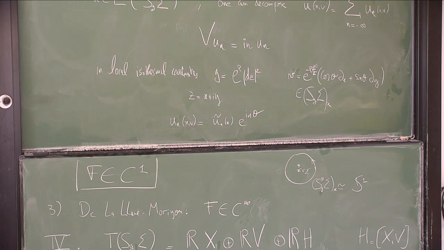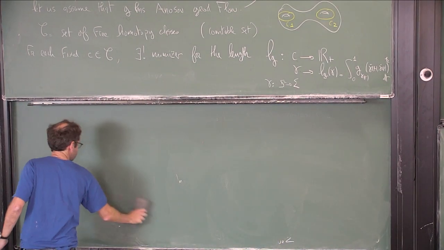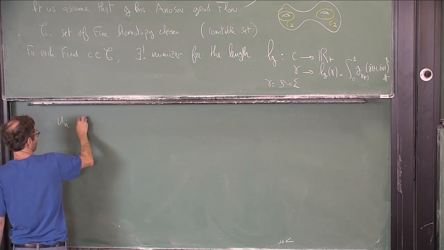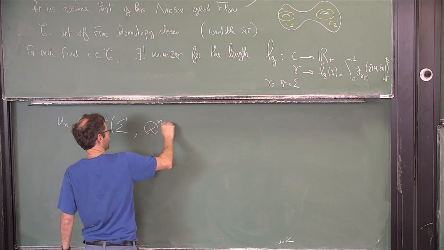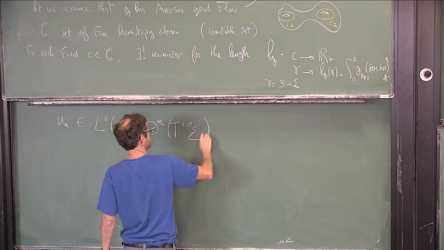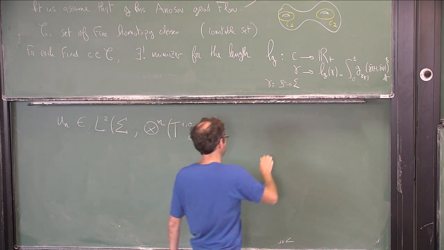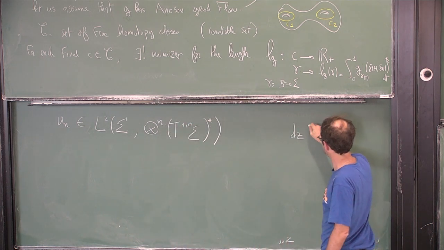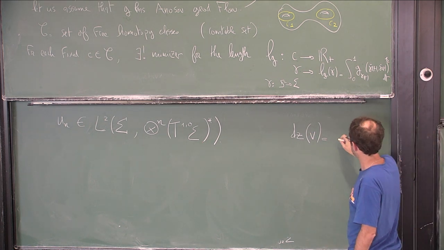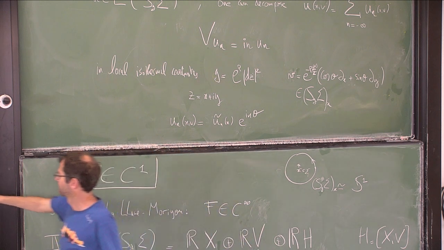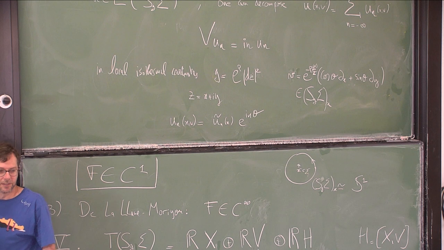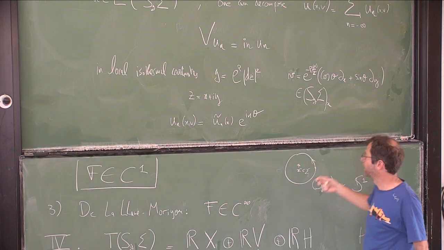So u_n, in fact, you can view it as, let's say, an L2 section over Sigma of the nth power of T*Sigma. And the idea is that if you compute dz over v in these local coordinates, what you get is quite straightforward. You get minus rho over 2 times exponential i. So e to the i n theta is nothing more than dz^n contracted with v divided by a function. And you can check by changing local coordinates that this is really globally well defined, this u_n.